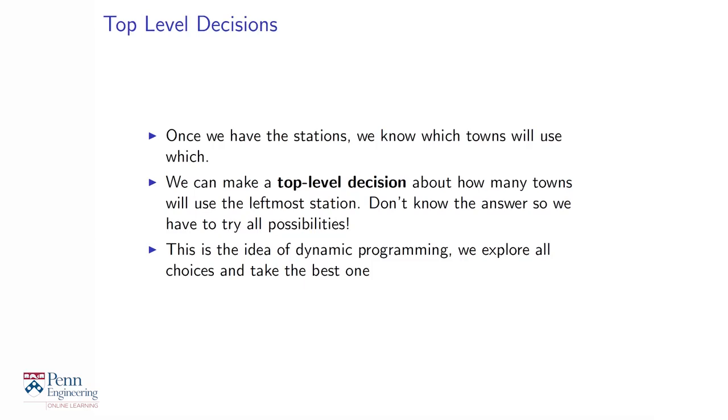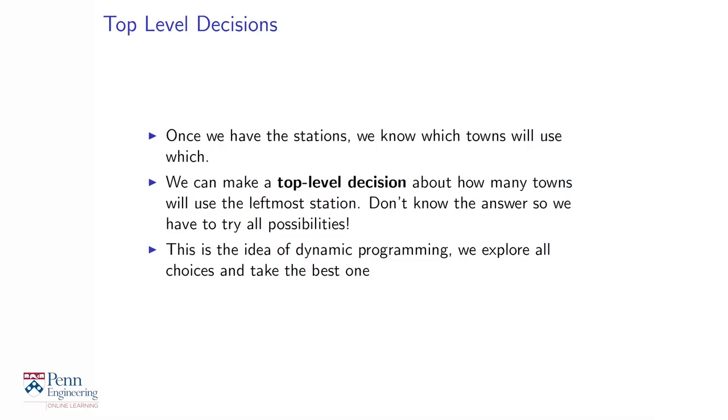So what we will do is we will try all those possibilities. We will look at the position of the leftmost station so that it serves the first i towns for every possible i. This is the idea of dynamic programming. We ask ourselves a top-level question, where to place the leftmost station.